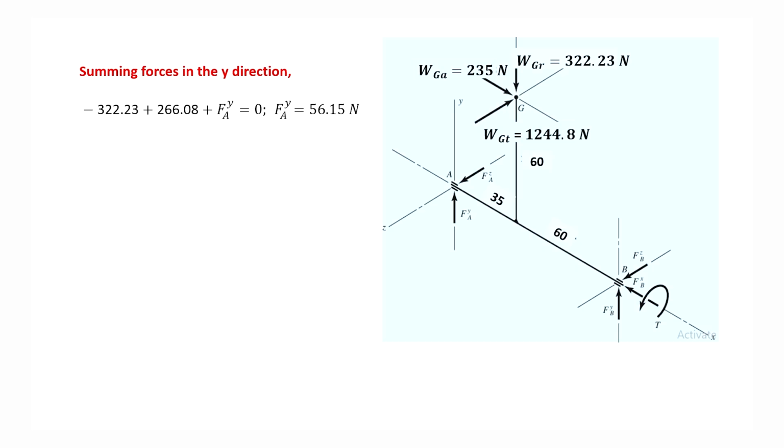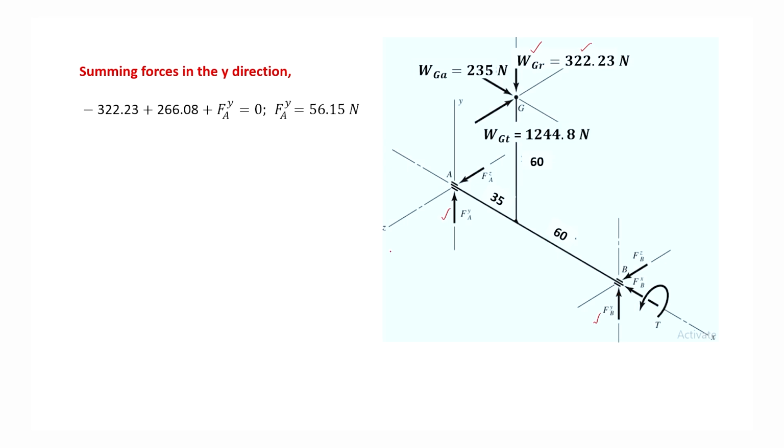Now, summing forces in the y direction. In the y direction, the forces which are acting are this WGR, this FAY and FBY. These two forces are acting in the positive y and this is acting in the negative y. And so, minus of the 322, then plus FAY and FBY.